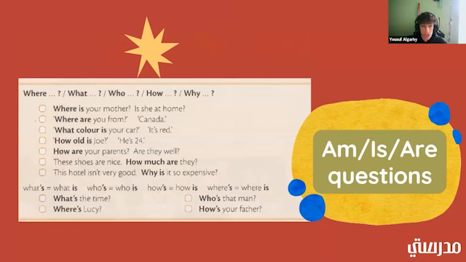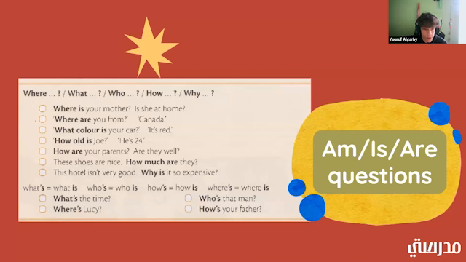Okay. You could say, where is your mother? All right. And then it keeps going. It says, is she at home? Or you could say, where are you from? And then Canada would be the answer for this person. What color is your car? And the answer for this would be, it's red. How old is Joe? And I would say he's 24.